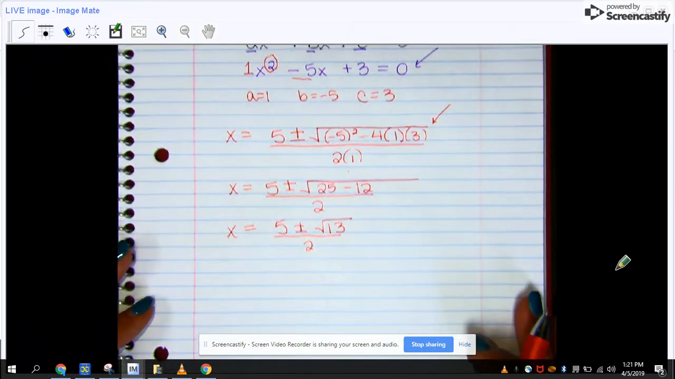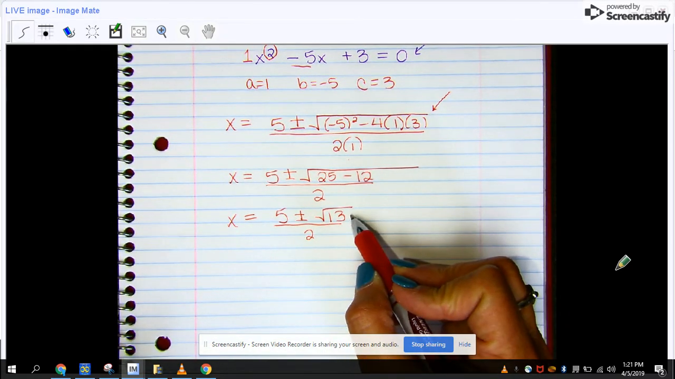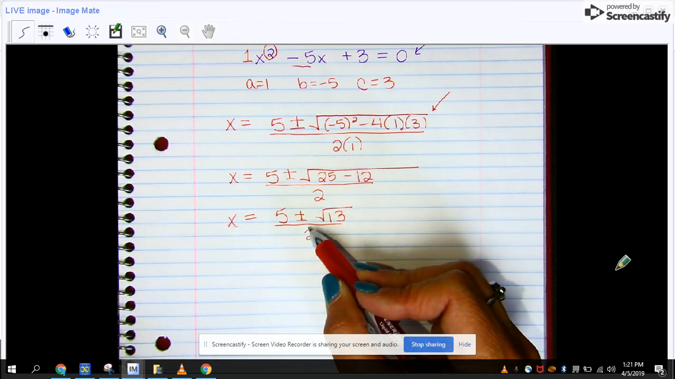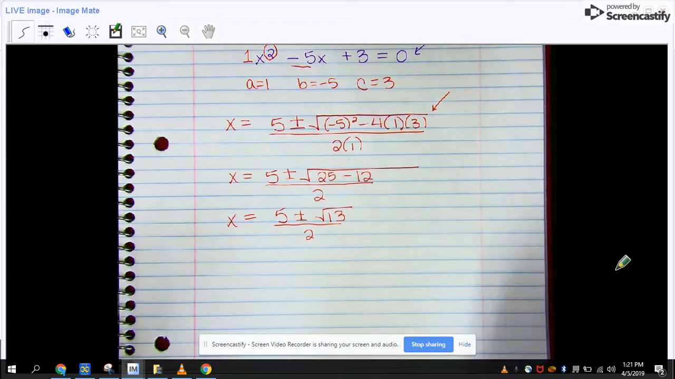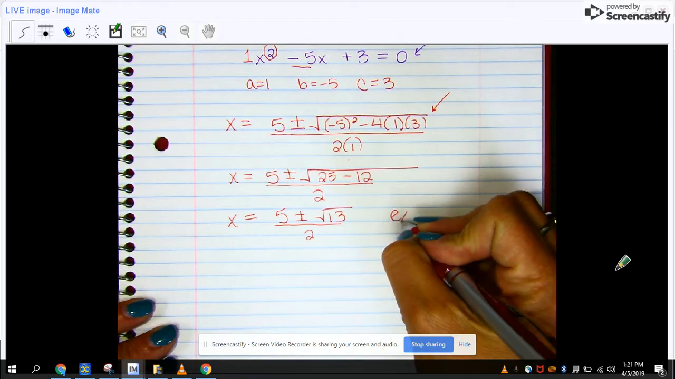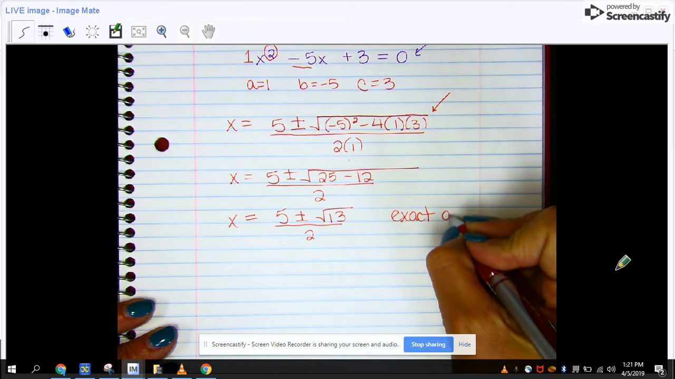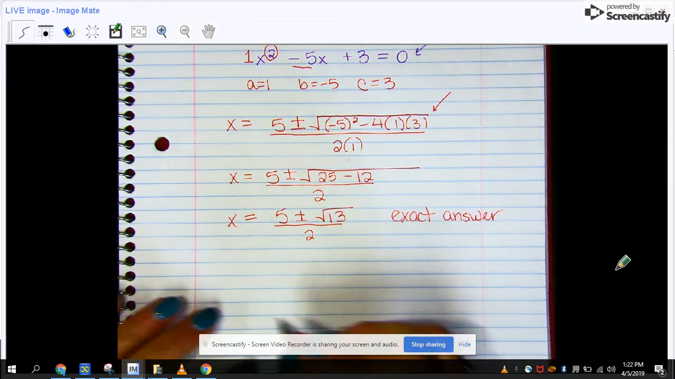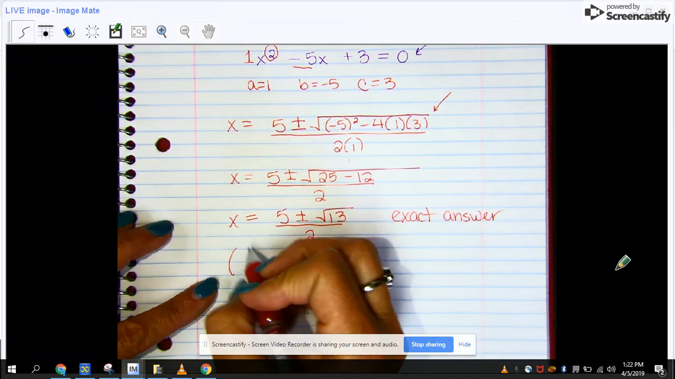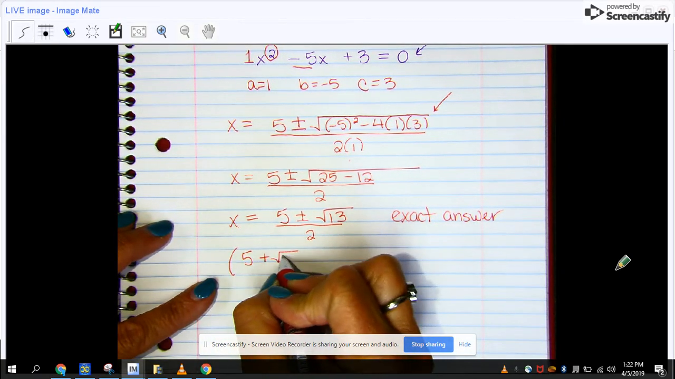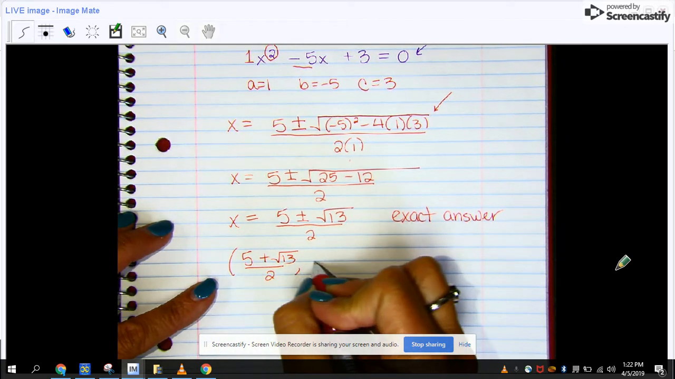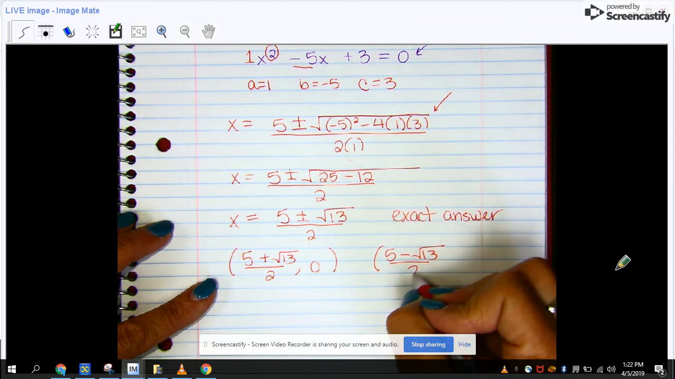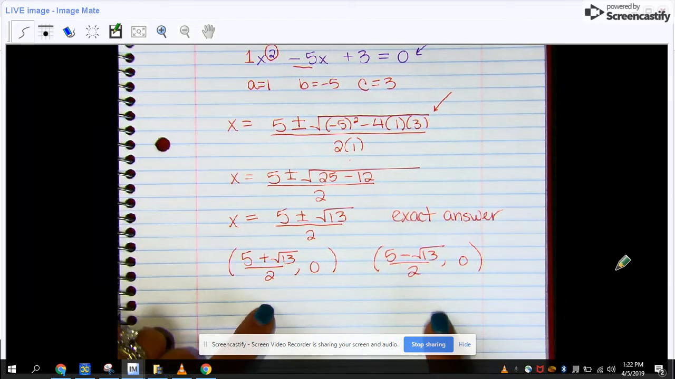So at this point, you have to determine whether you can simplify the square root of 13 at all, or if 2 can go into 5 and any number over here. And it can't, so this is your final exact answer. Don't plug it in your calculator, no decimals. This is an exact answer. It's a coordinate. You have two answers. So one answer is 5 plus the square root of 13 over 2, comma 0. And the other one is 5 minus the square root of 13 over 2, comma 0. Those are your zeros.